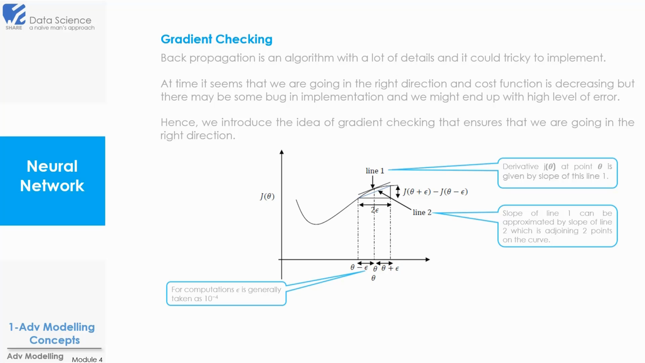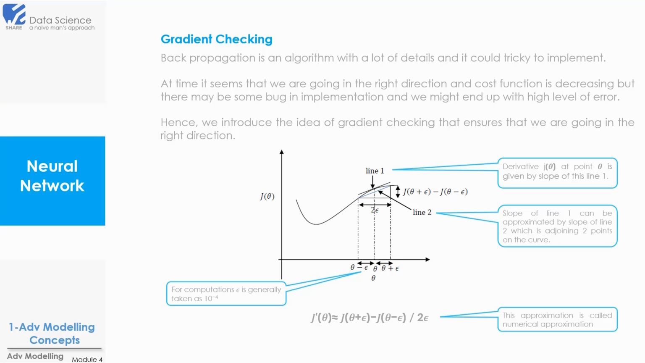Now the 2 points on line 2 are nothing but theta plus and minus epsilon, and epsilon is generally considered as 10 raised to the power minus 4. Hence we can write the derivative as (J(theta plus epsilon) minus J(theta minus epsilon)) divided by 2 epsilon.